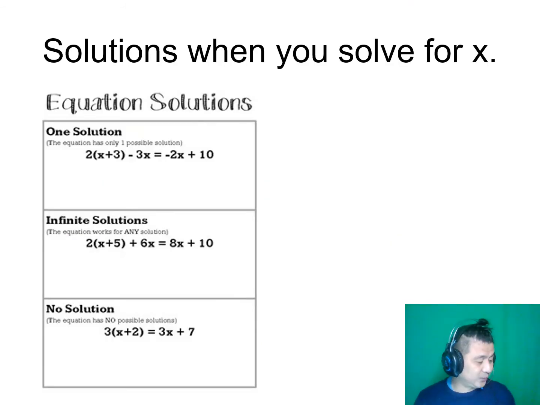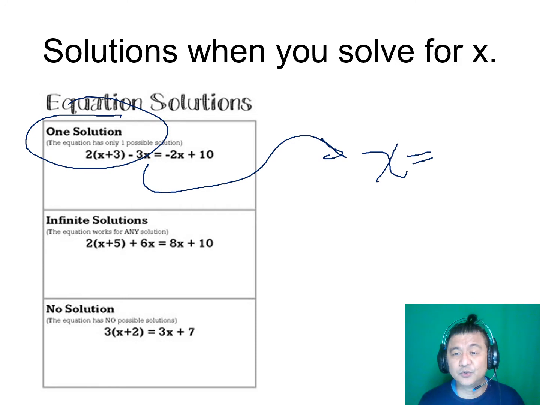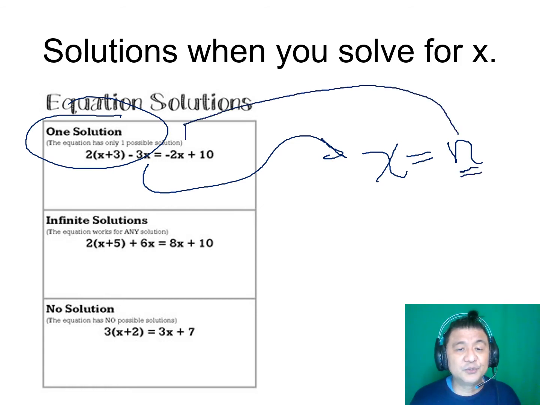Now, solutions when you solve for x. There are three cases when you solve for x, right? Teachers will always give you problems where you solve for x. And normally we have one solution. Like this problem, if you solve this, at the end you'll have x is equal to a number. That number could be a fraction, a decimal, but there's only one solution, meaning only that number, if you plug it into your x's, will make the equation true, right? There's only one number that will make them equal to each other.